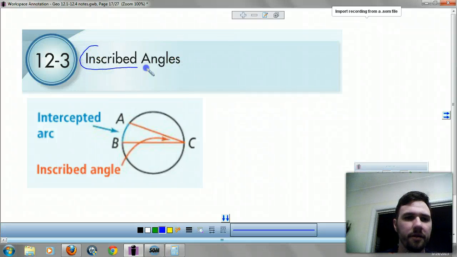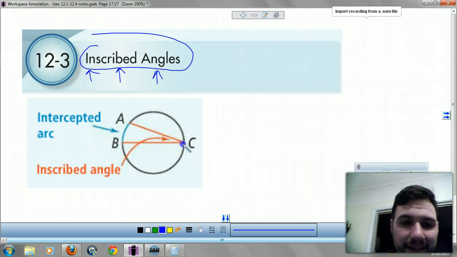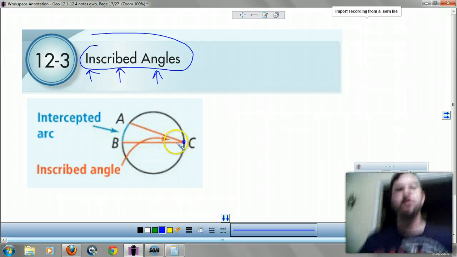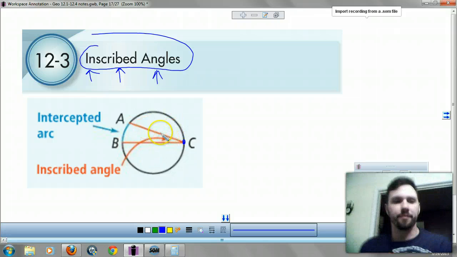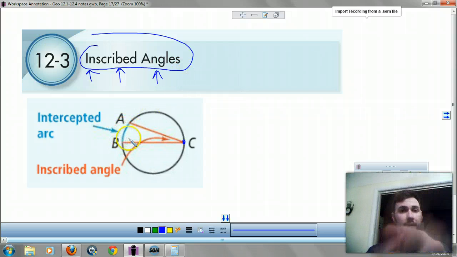Today we're looking at inscribed angles. An inscribed angle is an angle that lies on the circle, and it intercepts an arc. It's inscribed inside a circle, and it has an intercepted arc. Got it.